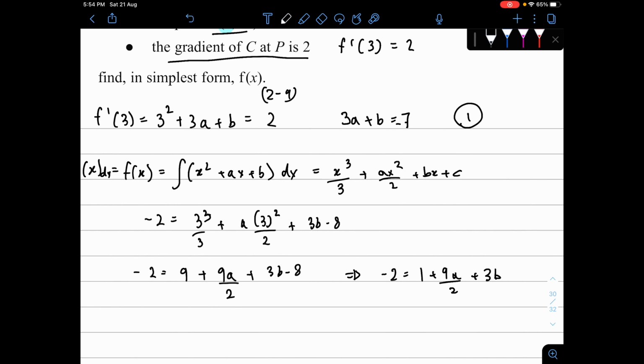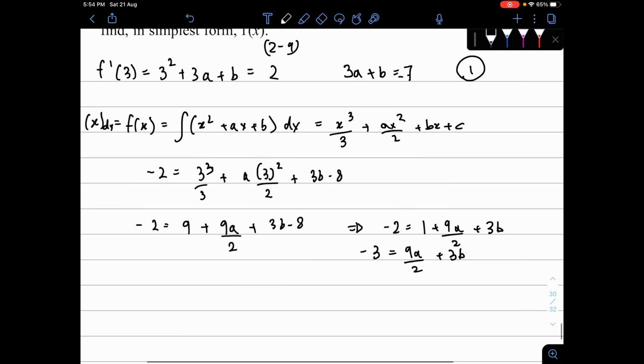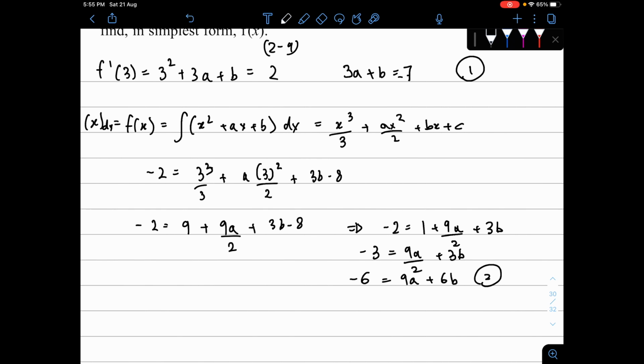Okay, so 1 goes the other side, get minus 3 equals 9a over 2 plus 3b. I still don't like the fraction, so we can multiply everything by 2. So you get minus 6 equals 9a plus 6b. This is our second equation. So we have our two equations: 9a plus 6b equals negative 6, and 3a plus b equals negative 7.